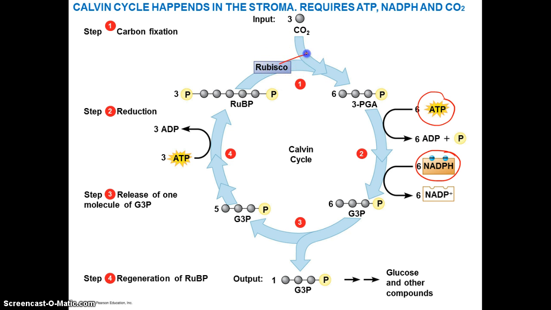So rubisco is considered the most abundant enzyme, and it makes food. And this takes this 5 carbon molecule and catalyzes the carbon dioxide to make 2 3-carbon molecules. And this will go through a series of reactions to regenerate this 5 carbon molecule, and after 3 cycles, it will directly produce 1 molecule of G3P. And 2 of those G3P molecules will make glucose or other sugar or protein or lipids.